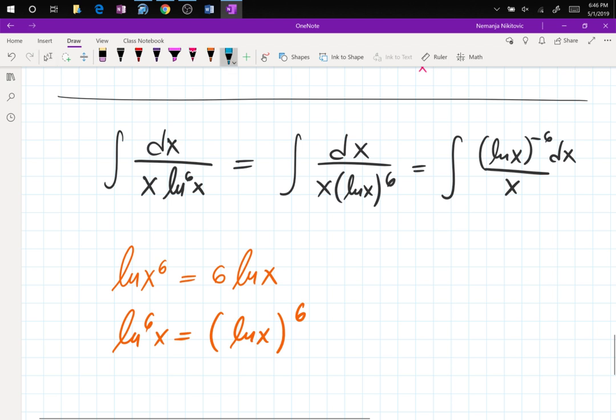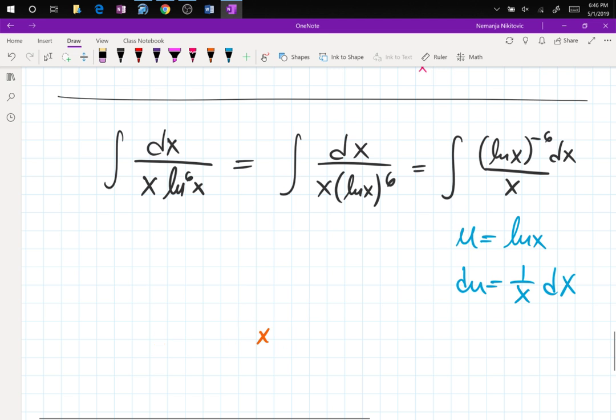So what's u? U is the ln of x. And the du is 1 over x. Yes. That's how you win. Integral u to the negative 6 du, because this whole thing over here, dx divided by x, is du. And then your ln x is u, so u to the negative 6.